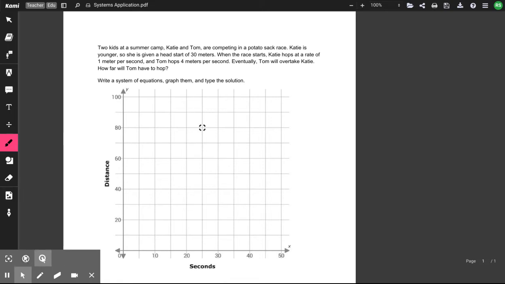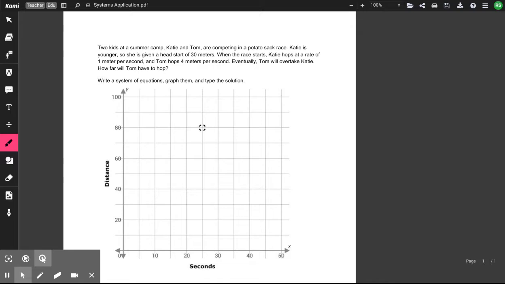All right, everyone. So today we're working on an example of taking our systems of equations and then applying that to an actual application problem that would relate to something that you could see on an everyday basis, or hopefully some sort of context so you can picture how we can apply the mathematics that we're learning in class. So two kids are at summer camp, Katie and Tom, and they're competing in a potato sack race.